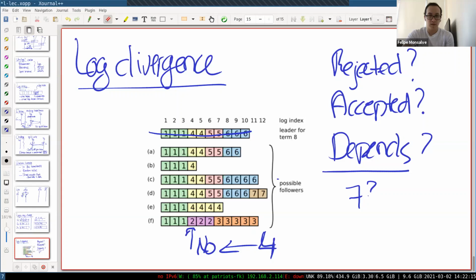A could get elected leader if C and D are down. Wait, C and D don't even have to be down for A to be elected leader, right? It just has to get a majority of votes from the first ones. If the two terms are equal at the end, then you pick the longest log.